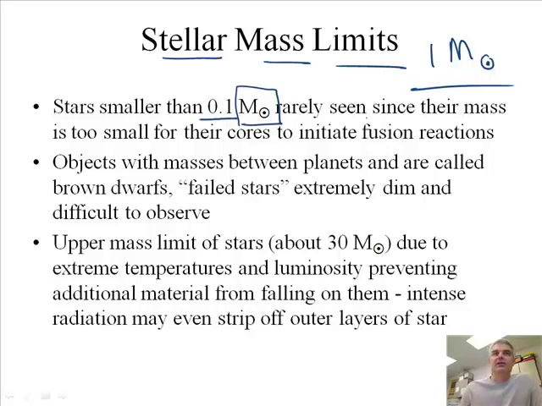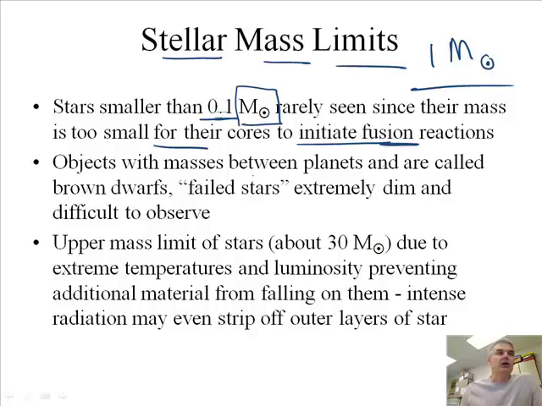If you get ones that are smaller than about 0.1, they are rarely seen since their masses are too small for their cores to have fusion. There's not enough mass to get fusion to start. It's very difficult to use a telescope and say, oh, there's one of those 0.1s, because they're just too cold and not producing enough light. We can't see them, whether it's infrared or visible. So that's a limit. We just can't see them.